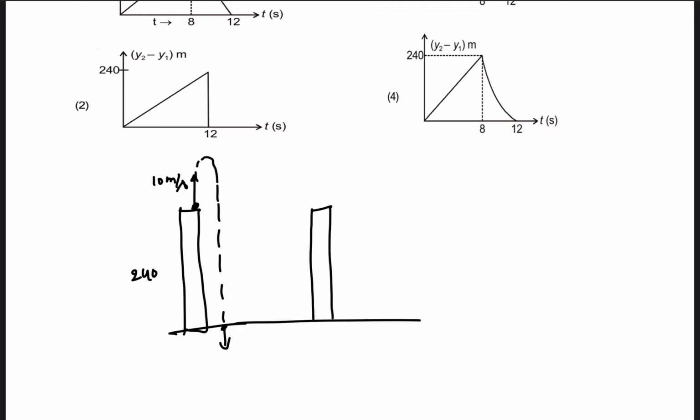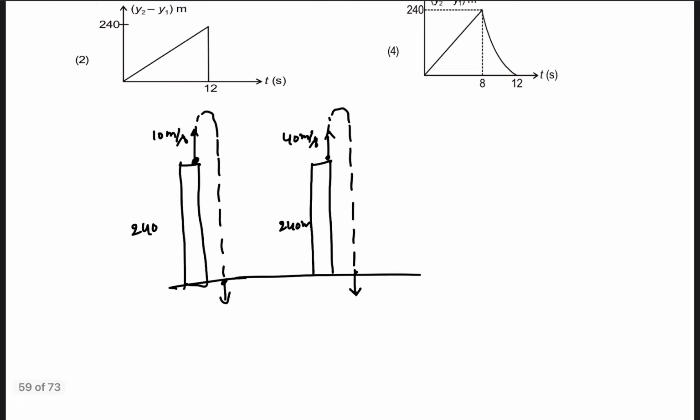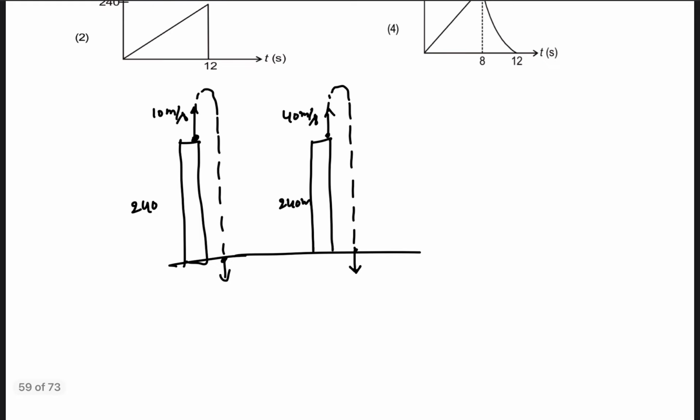So if you take one more ball from the same tower, if I throw this one with 40 meter per second, it will go up and again strike the ground. We can see height is equal to 240 meters in both cases. What is actually happening? In the first case, this is a reference line I am taking. h is equal to ut plus half at square, that I am writing.